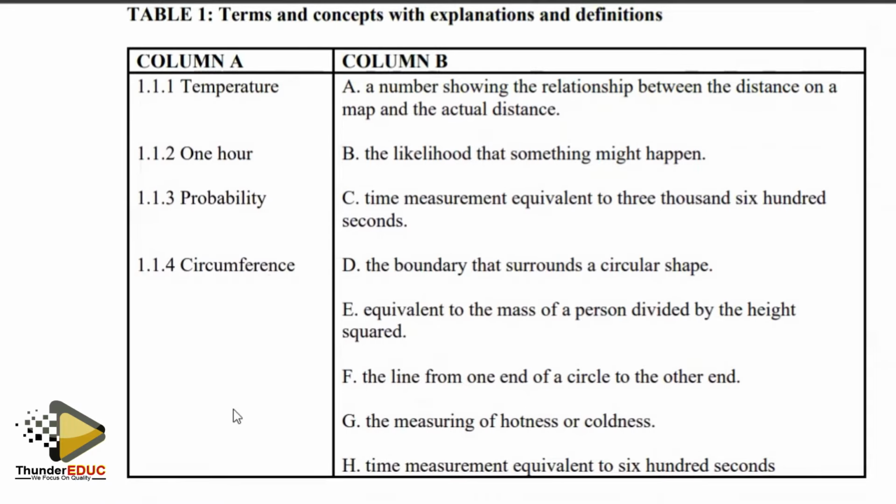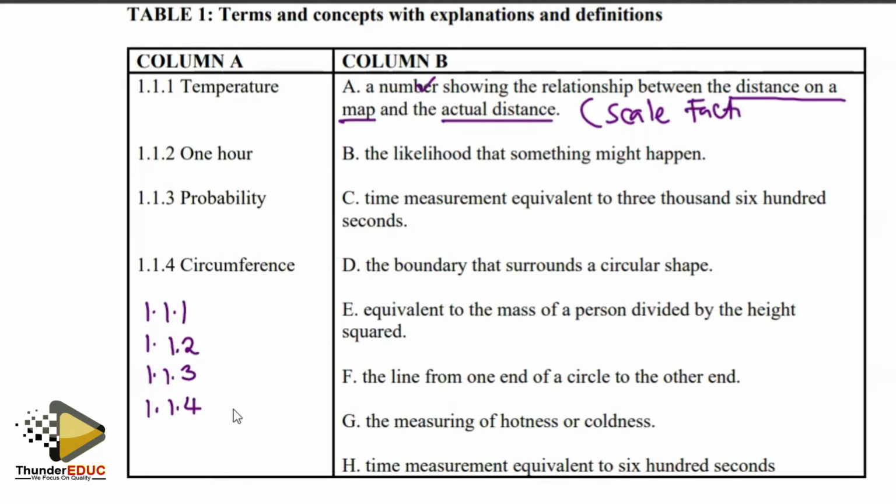So first and foremost, we have 1.1.1, 1.1.2, 1.1.3, 1.1.4. You come here, you check and see the terms and you read. A number showing the relationship between the distance on the map and actual distance. This is supposed to be the scale. They're saying a number, so it's a scale factor. Oh, number scale. All right.